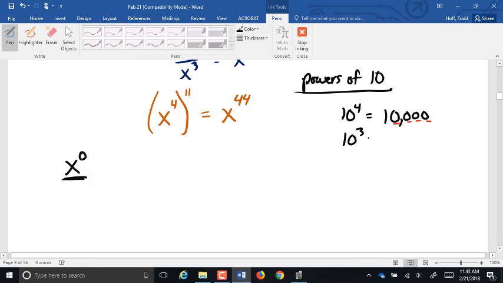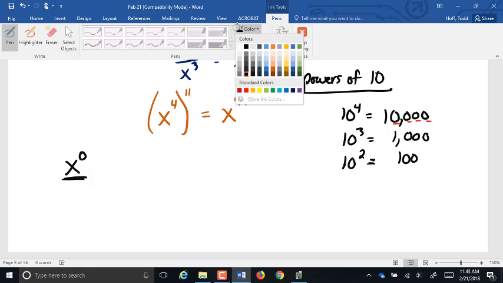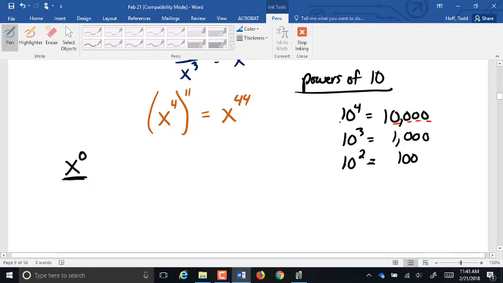10 to the power of 3 then, 10 times 10 times 10 is 1,000. 10 to the power of 2 is 100. So now let's look to see if there's a pattern here. So we're starting with exponents that all have a base of 10, and we're reducing the power by 1 each time. We went from 4 down to 3, then from 3 down to 2.